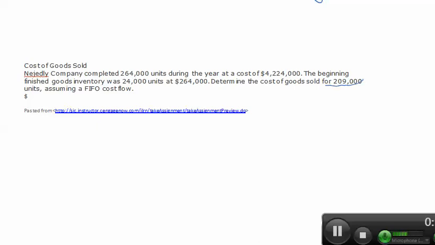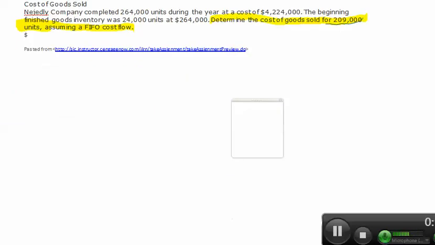Here we go. And it says, determine the cost of goods sold for 209,000 units, assuming FIFO. FIFO being first in, first out. So the beginning inventory, if there is any, will be the first one sold. Then we'll sell the other units. So I like to go, and we're looking for the cost of the units sold. I'm going to draw a little T account.